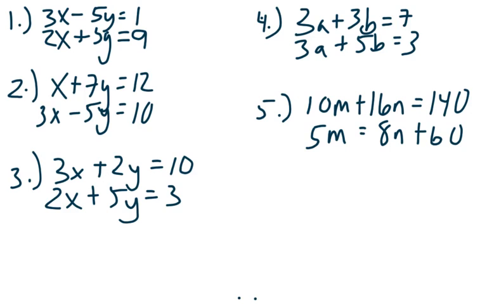Second one, x plus 7y equals 12, and 3x minus 5y equals 10. 3x plus 2y equals 10, and 2x plus 5y equals 3. 3a plus 3b equals 7, 3a plus 5b equals 3, and 10m plus 16n equals 140, and 5m equals 8n plus 60. Pause the video, work them out, and then as always, unpause the video to check your work.